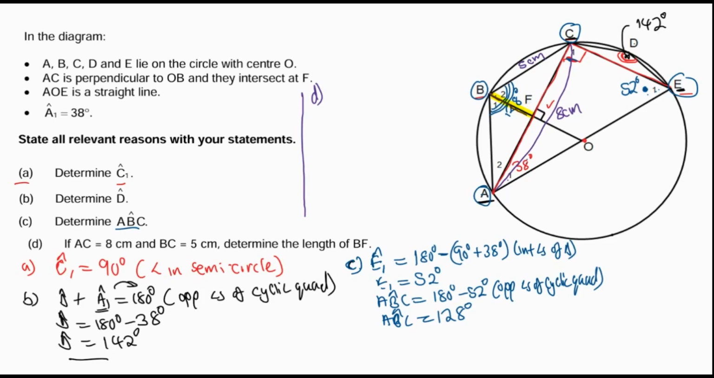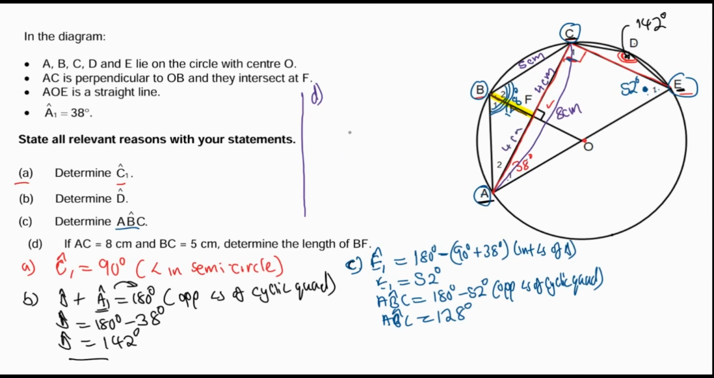But what is the size of FC? FC is going to be half of 8. It's going to be 4. Why 4? Let me write 4 centimeters. Because a line from the center, OB, is from the center. A line from the center perpendicular to the chord, AC is the chord here, will bisect the chord, meaning that this line OB will divide AC into 2 equal parts. Since AC is 8 centimeters, it means FC is 4 centimeters and FA is 4 centimeters.